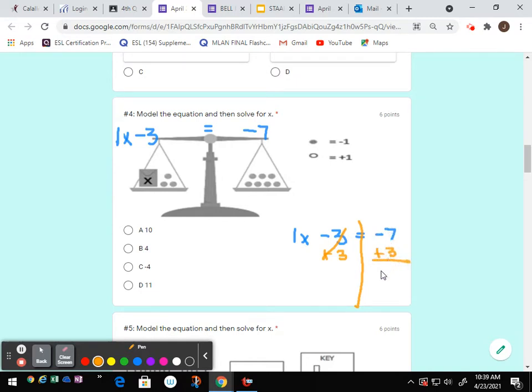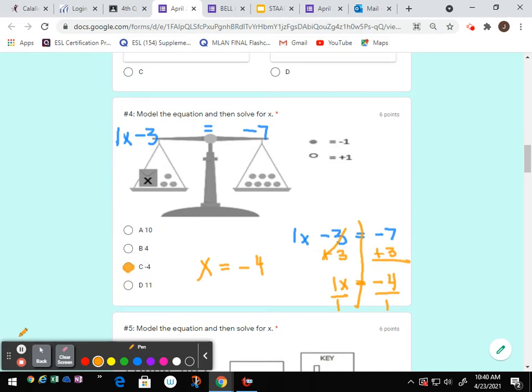Negative 7 plus 3 is equal to negative 4. So now we have 1x is equal to negative 4. We'll divide by 1 if we want to. Divide by 1. X is equal to negative 4, which is answer choice C. C is our correct answer for number 4.